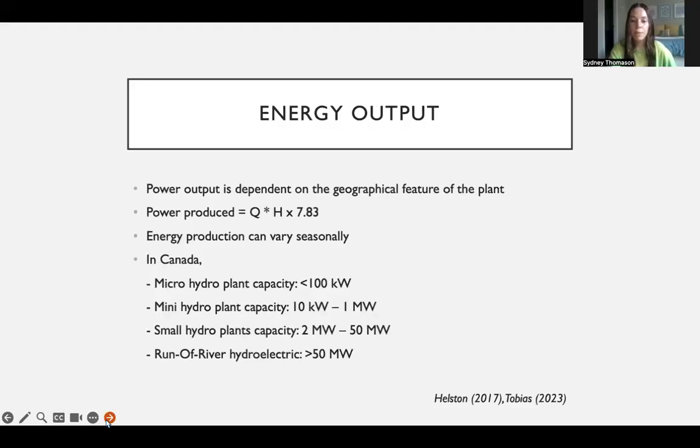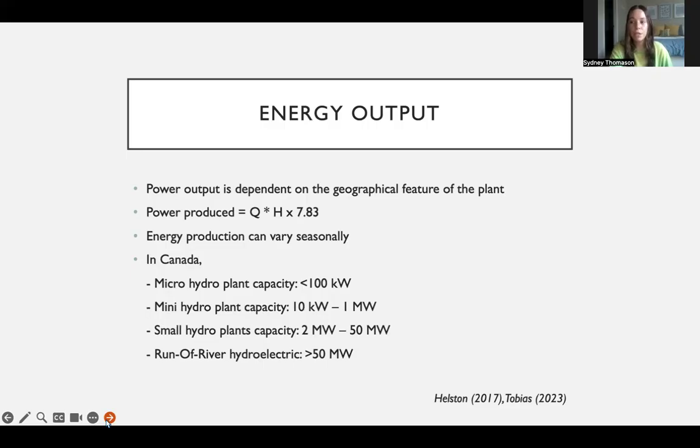The energy output is going to be dependent on the geographical features of the plant and will vary from site to site. To determine if the plant is suitable where it is going to be located, the power is calculated using the equation shown on this slide, with Q being the flow of the water in cubic meters per second, and H is the hydrostatic head in meters.